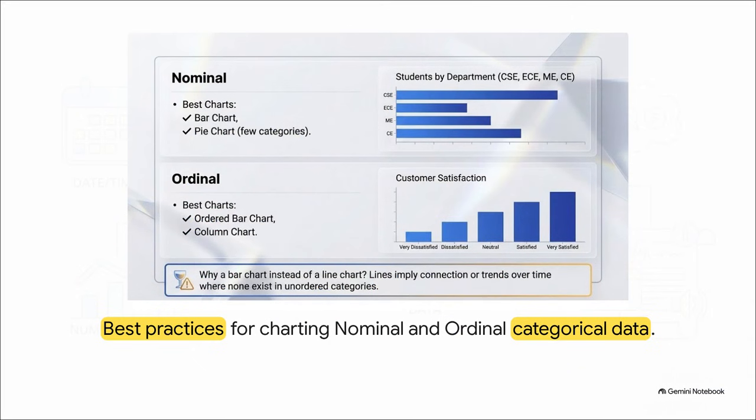Whenever we map categorical data to charts, the underlying logic has to dictate the visual. Nominal data, those unordered categories we talked about, pairs beautifully with standard bar charts or simple pie charts, assuming you don't have too many categories, of course. But ordinal data, with its built-in sequence, basically demands the structure of an ordered bar chart. The visual flow simply has to match the logical flow of the data.